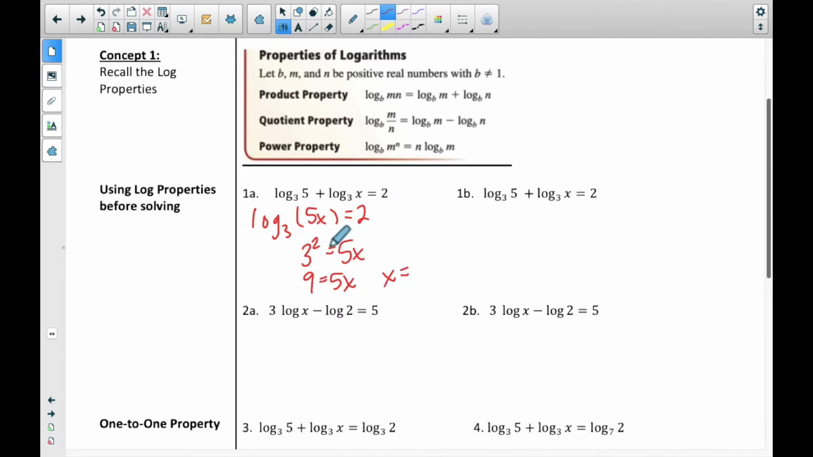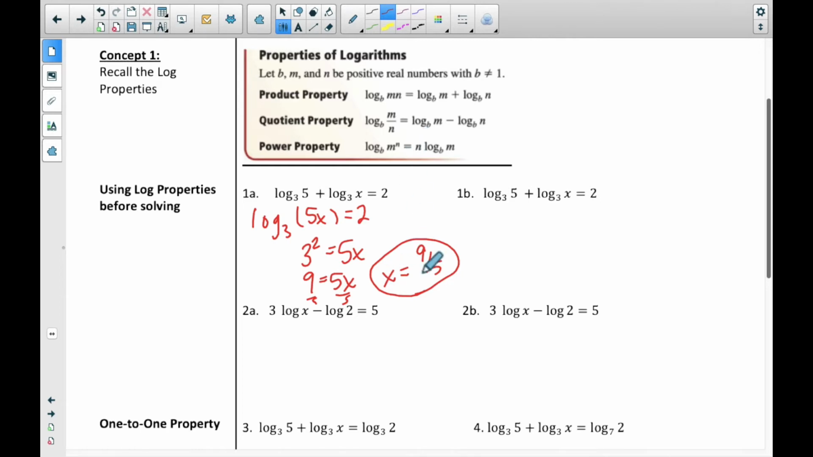If I go left, right, left, I get 3 to the second, so this 3 to this power is equal to 5x. Well, 3 to the second is 9, so 9 equals 5x. If I divide by 5 on each side, I get x equals 9 over 5, and that's my answer. Again, the key to this lesson today is just remembering these properties and working them out.